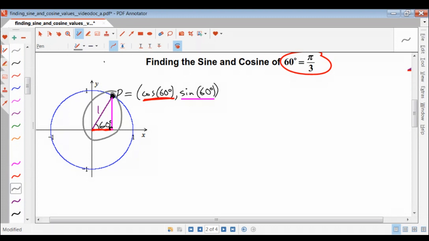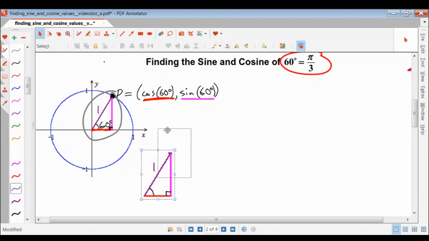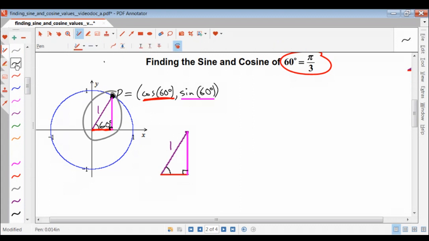We'll ignore the rest of the circle and just simplify things and look at the triangle. So I'll go ahead and paste a copy of that triangle over here, and we'll relabel some of our pieces. We lost the 60-degree labeling there on the angle.